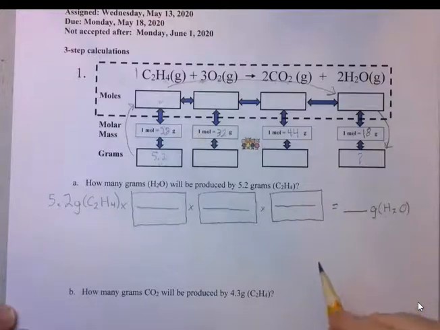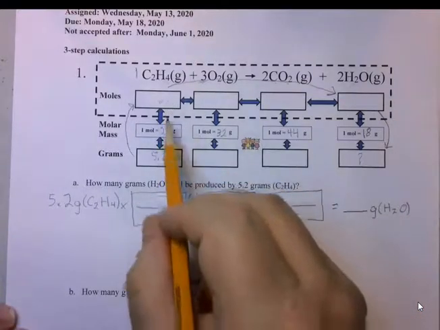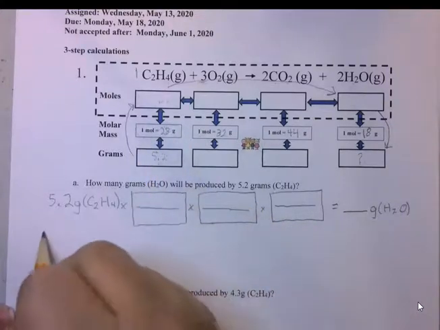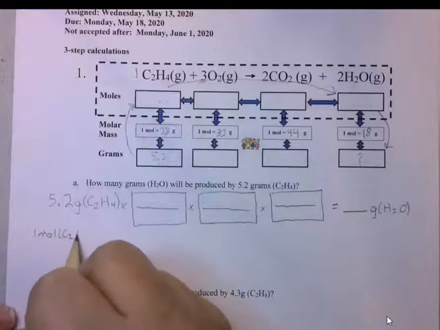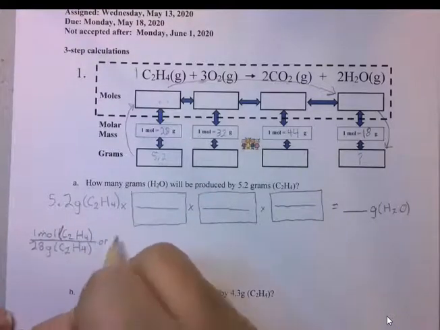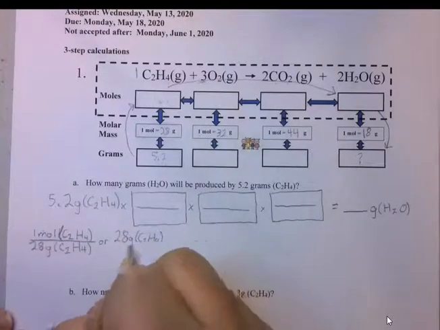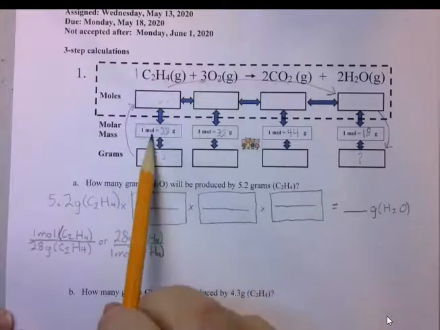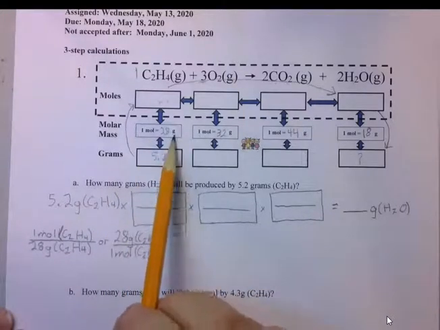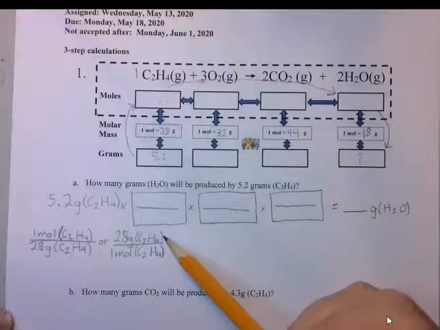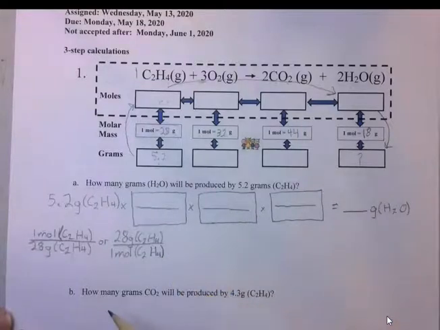All right, so let's look at the conversions we have going in here. We have the molar mass conversion. So that means it's 1 mole. Okay, so you can take this and put mole over gram, gram over mole. So 1 mole of C2H4 for every 28 grams of C2H4. It's also an equally true statement to say 28 grams of C2H4 for every 1 mole of C2H4.